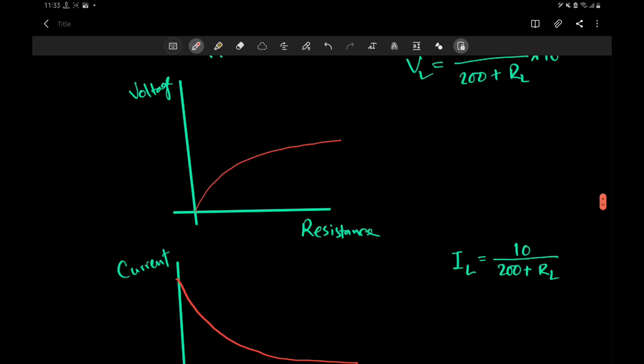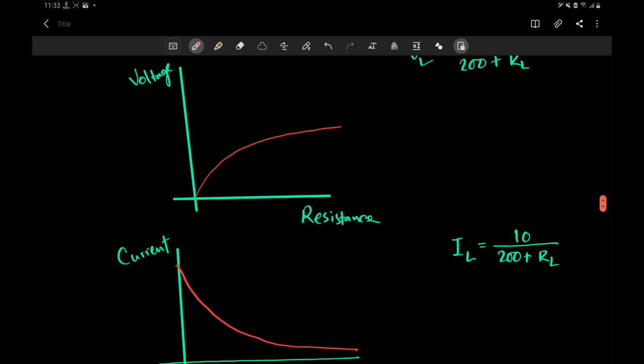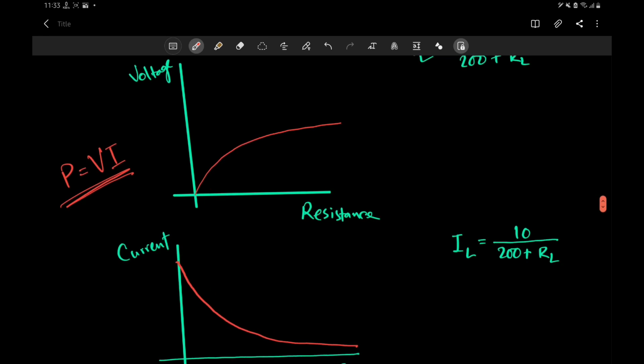Since the power depends on both voltage and current, you can't increase the resistance forever and get a higher value of voltage and higher value of power. Power's equation is voltage times current. If you increase the resistance, the voltage rises, but the current drops. And if you lower the resistance, the current will rise, but the voltage will drop, as we can see from the graph. So exactly when will the power be maximum? We want the maximum amount of power, and that will be somewhere in the middle.